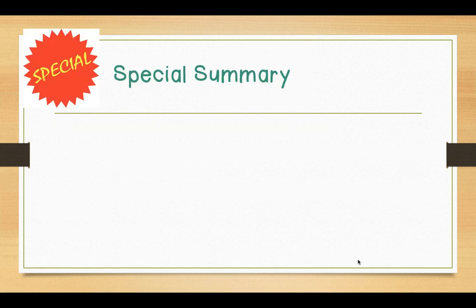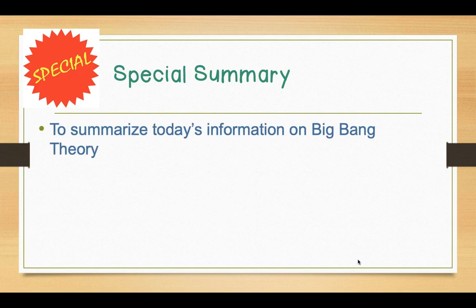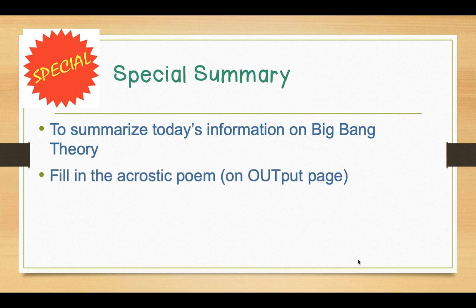All right. And then that brings us to our summary. So we did our Costa questions. We have our new information. Your special summary for today is something to summarize the Big Bang Theory, obviously, but you're going to do something called an acrostic poem. An acrostic poem, put this on an output page, is one of those where you put a word or something down the side of the page. So put the words BIG BANG down the side of your page on an output page.